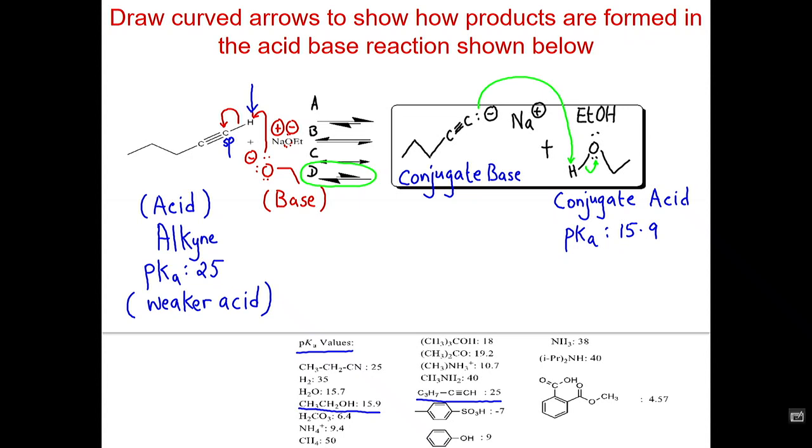deprotonate the terminal alkyne. Other bases that you could choose would be sodium hydride, NaH, which would give hydrogen gas, to move the equilibrium forward, or NaNH2, which would give you ammonia, which would move the equilibrium forward, or other bases that would generate a much weaker acid. You could use R minus lithium, which would also work.